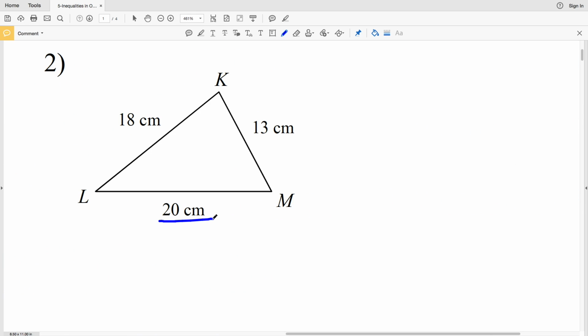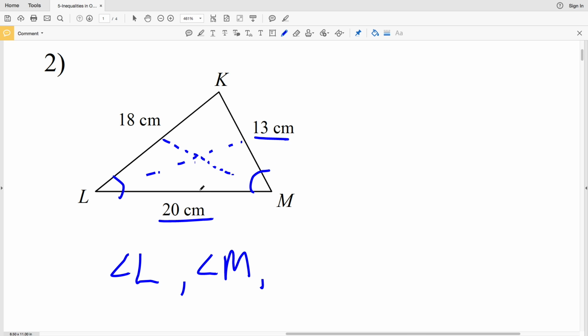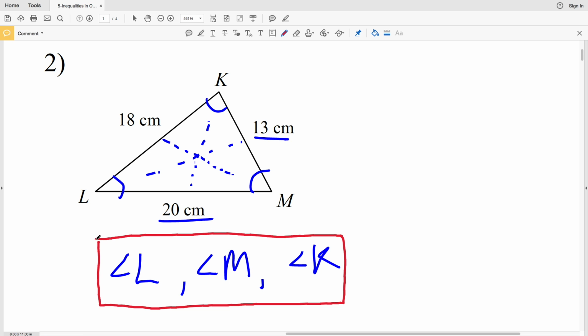And number 2, 20 centimeters is greater than 18 and 13, and 13 is smaller than 18 and 20. So our smallest angle is angle L, since that's directly across from 13. The next will be directly across from 18, since 18 is the second smallest number, and that's angle M. And then our greatest side, or our longest side, is LM of 20 centimeters, which is directly across from K. So angle K is our largest angle. So put in order from smallest to largest, we have angle L, angle M, and then angle K.